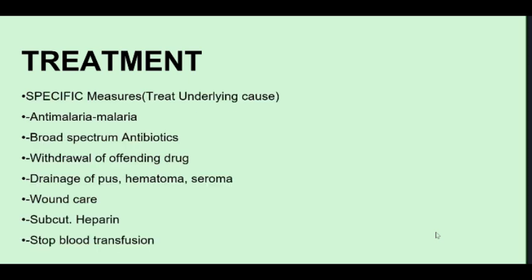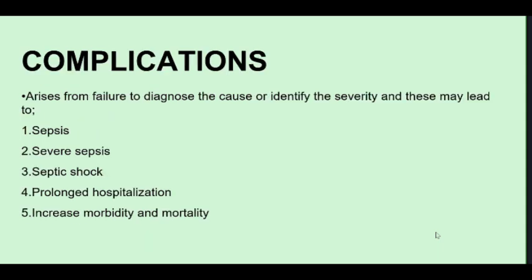Other specific measures involve treating the underlying cause. With malaria, give anti-malarials; you give broad-spectrum antibiotics; you withdraw the offending drug. If a patient is reacting to a particular drug, you withdraw it. Or if it's a blood product, you stop the blood transfusion. If there's pus, you drain the pus or the hematoma or the seroma. You have to institute proper wound care, and also you supplement heparin.